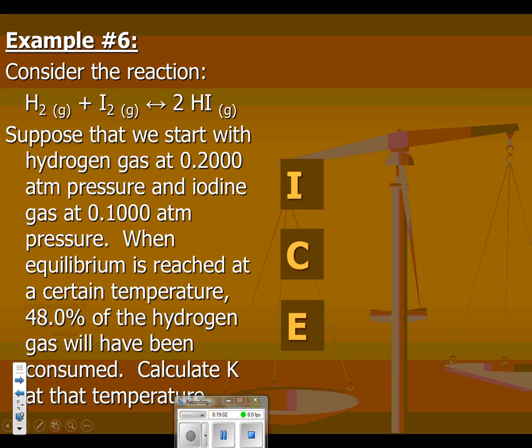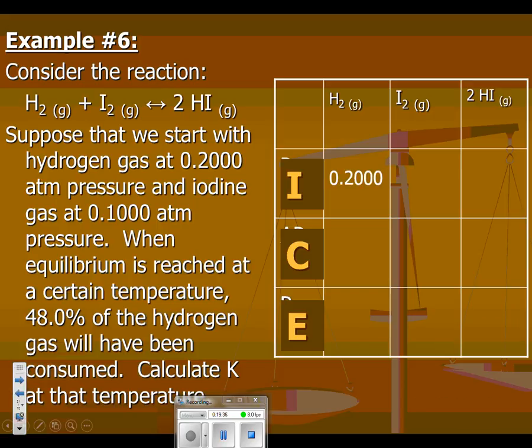Okay, so here's the example. Consider the reaction: hydrogen gas plus iodine gas gives us hydroiodic acid gas. Suppose that we start with hydrogen gas at 0.2 atmosphere pressure and iodine gas at 0.1 atmosphere pressure. When the equilibrium is reached at a certain temperature, 48% of the hydrogen gas will have been consumed. So you have 52%. Calculate K at that temperature.